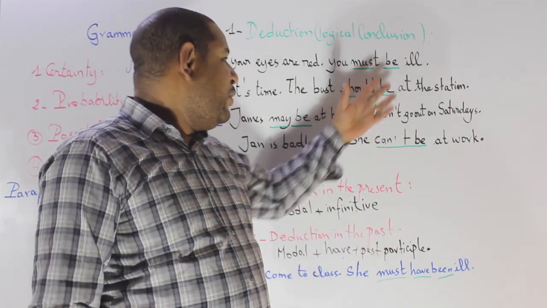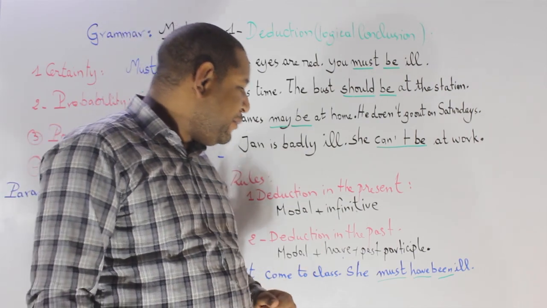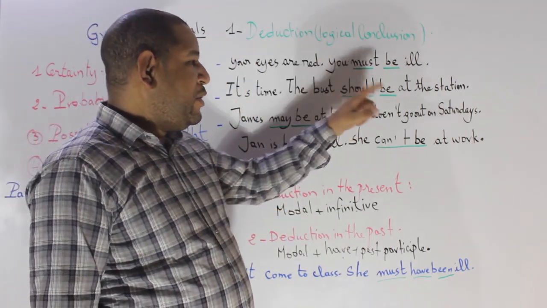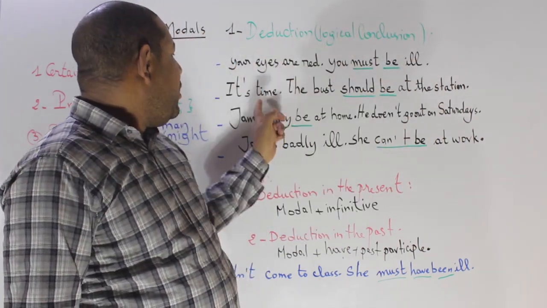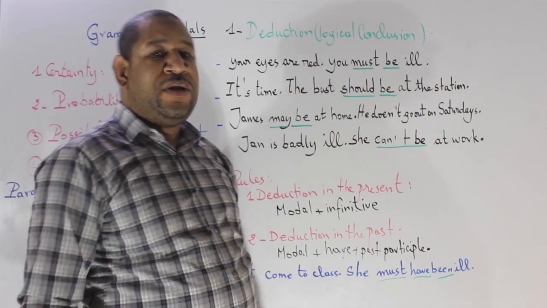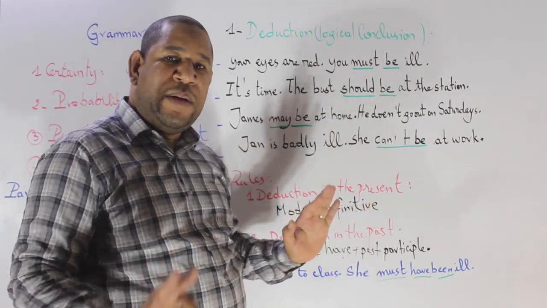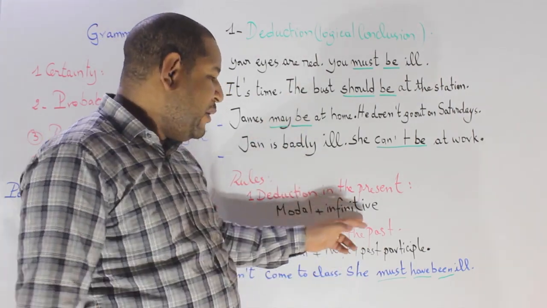Now, before we end this, as I told you, all these sentences are in the present. So we use it to speak about the present. Now, modal plus infinitive for the present. It means we can speak about the present or even the future. You can say, the bus should be at the station tomorrow at 9 o'clock. That's future. It's the same as the bus should be at the station now. So we use modal plus infinitive.